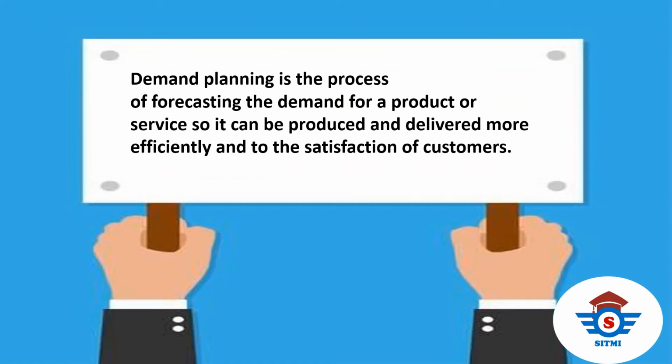Before we go into the demand planning metrics, let's understand the basics of demand planning. Demand planning is the process of forecasting the demand for a product or service so it can be produced and delivered more efficiently to the customers. Demand planning is considered a very essential step in supply chain planning, and it plays a very vital role in making sure that inventories are balanced and supply and demand are balanced. So let's start with the first metric, which is named forecast error.